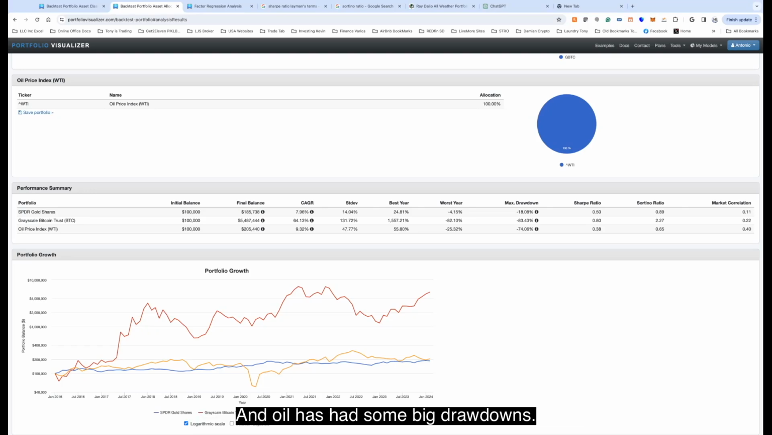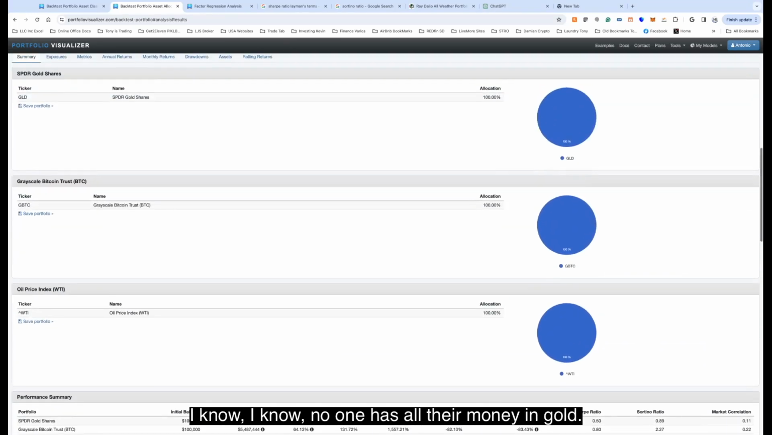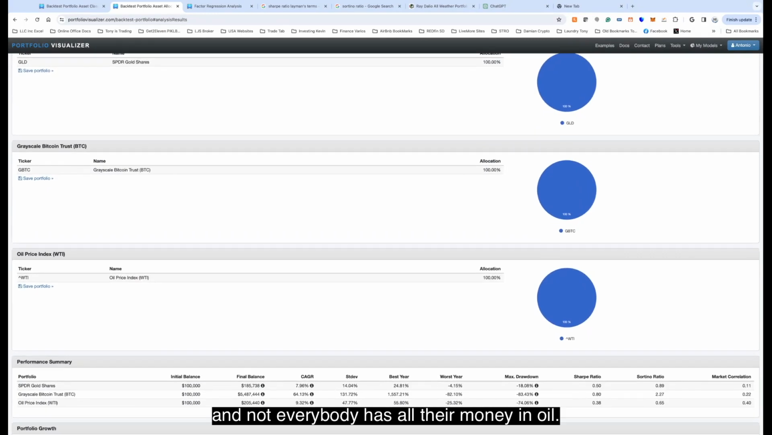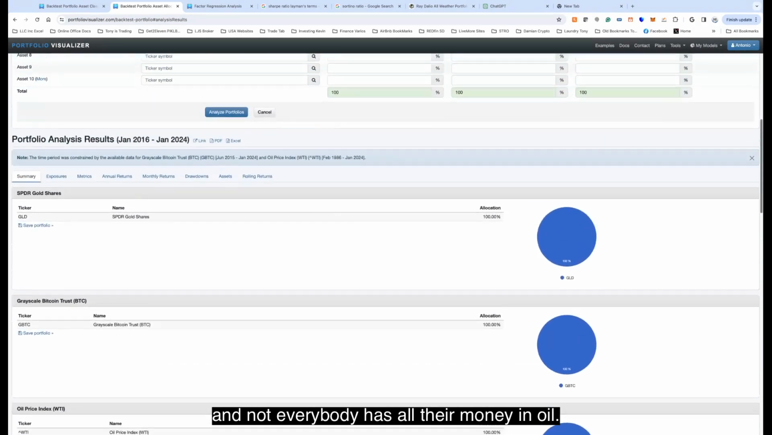And oil has had some big drawdowns. I don't know if you guys remember when we had COVID. Oil even went negative for a day or two, where people thought they would never use oil again because they were never going to drive a car again. They would never get on an airplane again. And that made oil go down tremendously. So this is another interesting comparison. I know no one has all their money in gold. Well, I know people that have all their money in Bitcoin, and not everybody has all their money in oil.